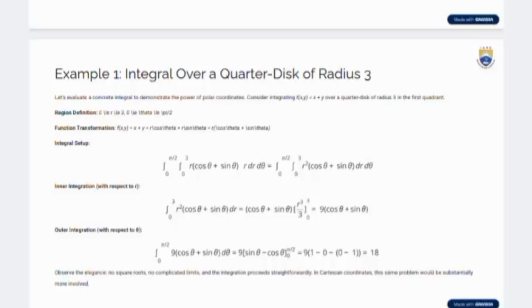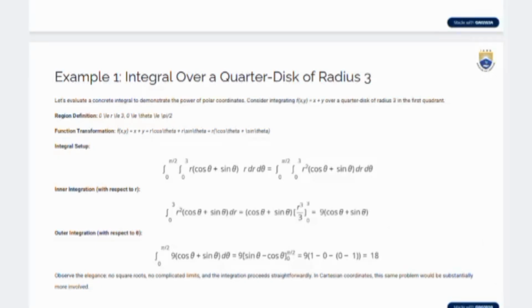The integral from 0 to pi by 2, of the integral from 0 to 3 of r (cos theta plus sin theta) r dr d theta, equals the integral from 0 to pi by 2 of r cubed over 3 from 0 to 3, times cos theta plus sin theta, which is the integral of 9 (cos theta plus sin theta) d theta. That equals 9 (sin theta minus cos theta), which is 9 times (1 minus 0 minus 0 minus minus 1), which equals 18.